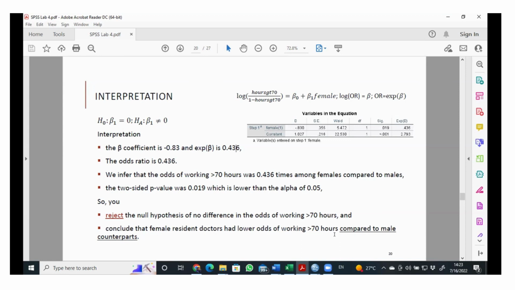I don't know if that's clear. No, so I have a problem getting the logistic regression table. I went to Analyze, Regression, Binary Logistic, and I can't get the table. It's giving me an error.